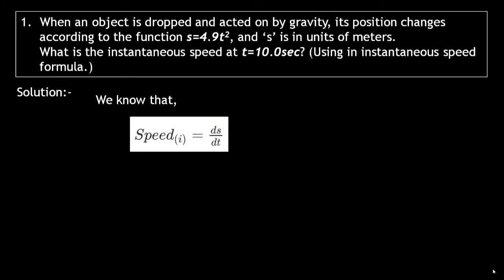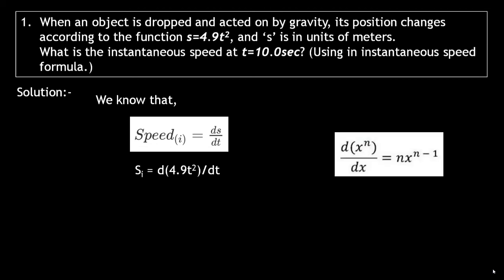We know that speed is equal to ds by dt from the definition of instantaneous speed. In the question we have the equation of s, that is 4.9 t square. Just substitute that in the given formula. So SI is equal to d by dt of 4.9 t square. In mathematics, from the concept of differentiation, we know that d by dx of x power n is equal to n into x power n minus 1. Here in place of x we have t and in place of n we have 2. And the 4.9 is the constant that we should take outside.